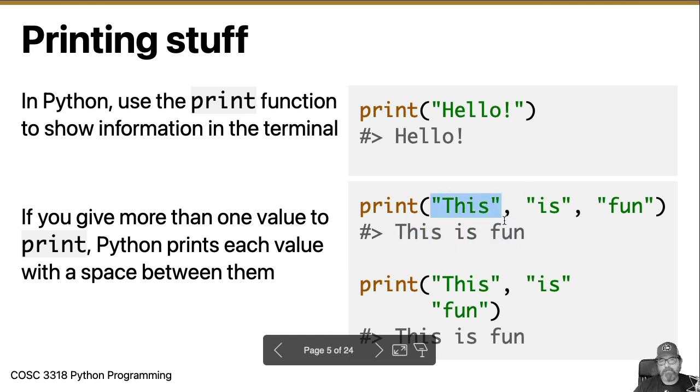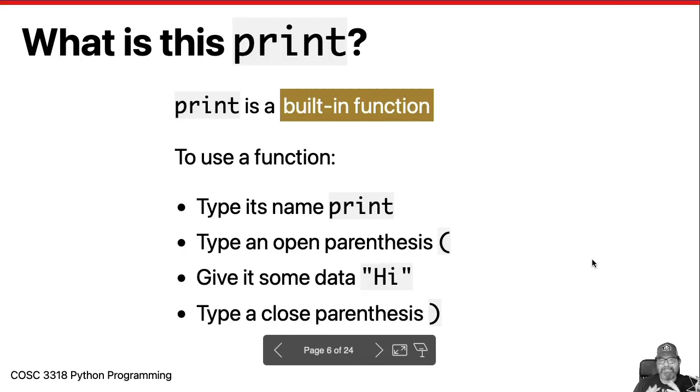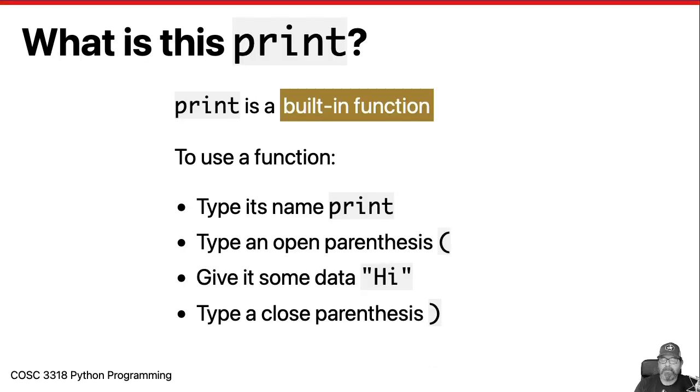And we don't have to put all of the values on one row. So this is fun. You see, it's all on one line. In this case, I do this is, and then I go to the next line. Fun, look at that. So what is this print thing that I just showed you? Print is what's known as a built-in function. A function is something that you use to do something with. It does some sort of processing for you.